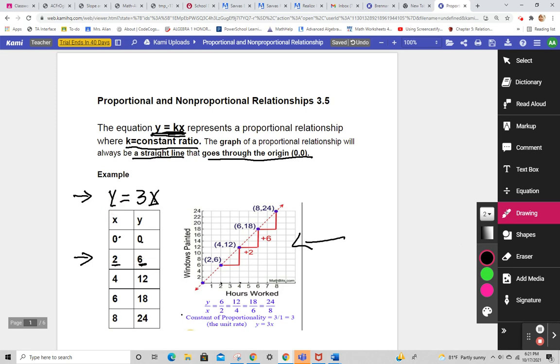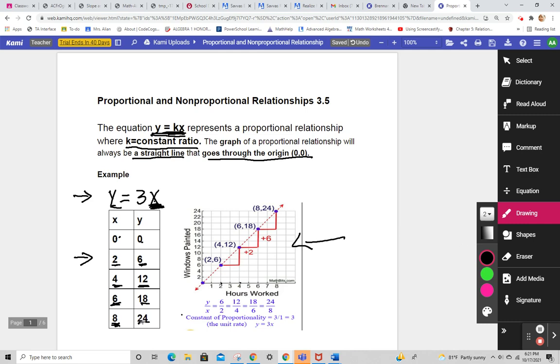If we replace x with 4, 3 times 4 gives us 12. That means our y value is 12. If we replace x with 6, 3 times 6 is 18. That means our y value is 18. If we replace x with 8, 3 times 8 is 24. That means our y value is 24. So that's the relationship between this equation and the table.